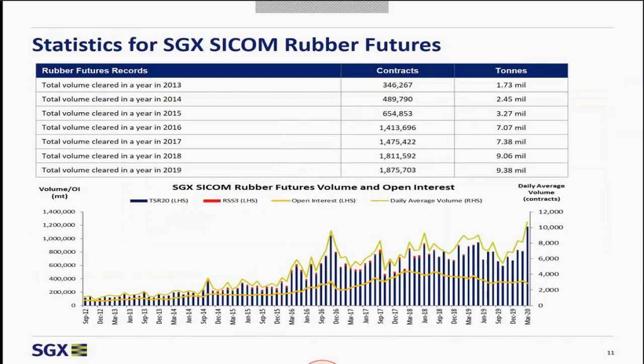Quick statistics on our rubber contracts. We trade an average of 45,000 metric tons of rubber futures a day. On very active days, the volume can be as high as 100,000 metric tons a day or more. We had a record month in March 2020, where we traded a record 1.18 million metric tons for the whole month. This is roughly about 10,000 lots of futures per day.